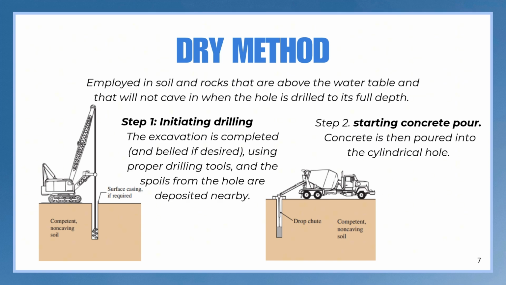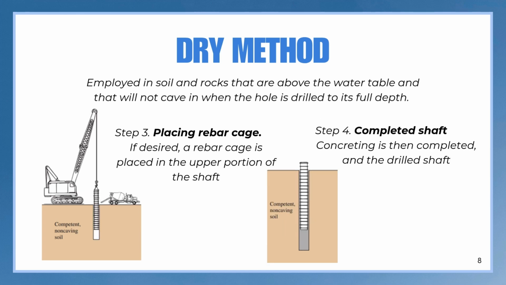Step 2 is the start of concrete pouring, where concrete is placed into the drilled hole. This fills the cylindrical shaft and begins forming the foundation structure. Step 3 is the placing of the rebar cage. If required, steel reinforcement is inserted into the upper portion of the shaft. This helps strengthen the foundation and allows it to resist tension and bending forces.